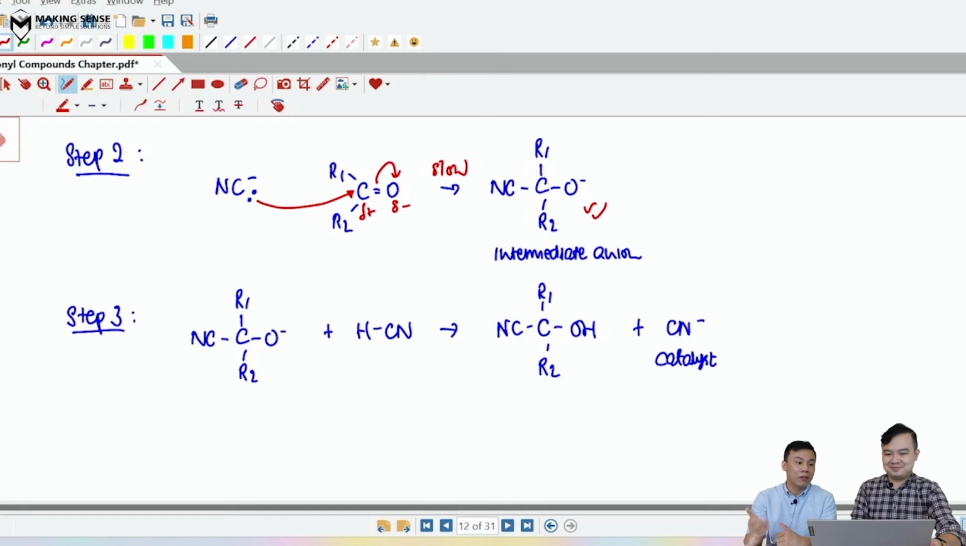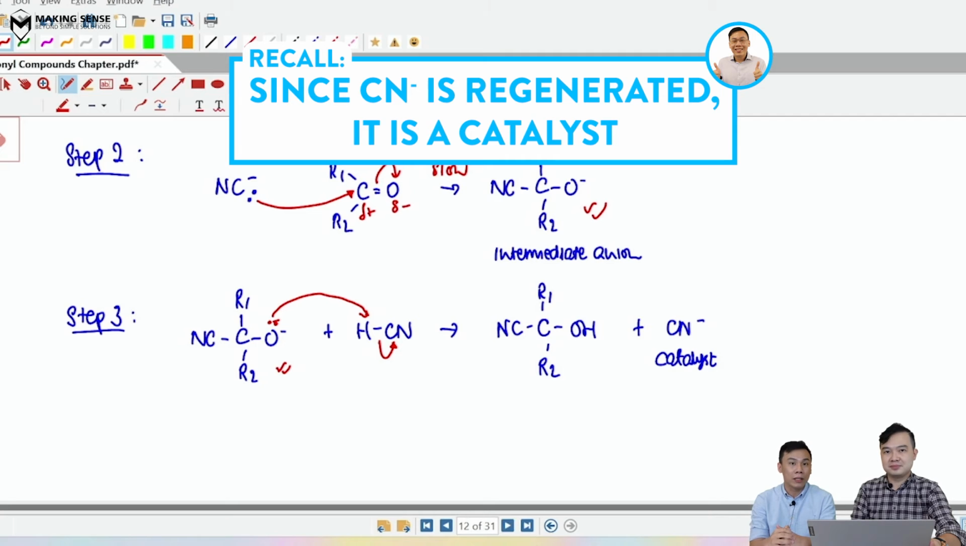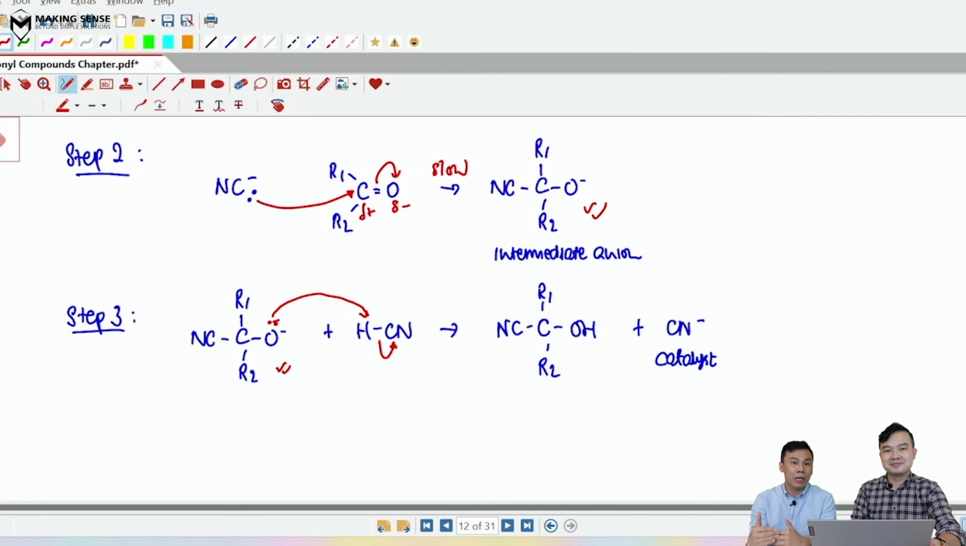Now, in the final step, this O minus anion is going to abstract a hydrogen ion from the HCN. This is known as an acid-base reaction, to form the final cyanohydrin, and the CN minus is regenerated. So the CN minus, since it's regenerated, we say it's a catalyst in this mechanism.